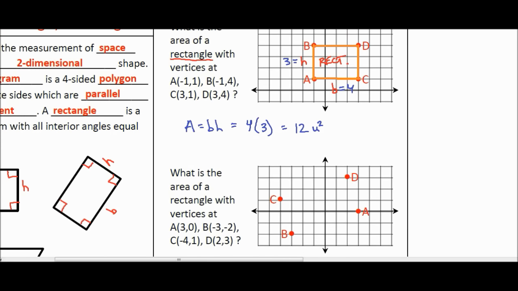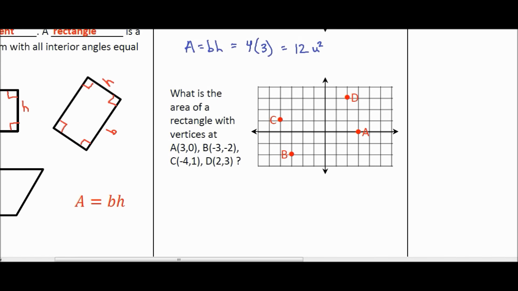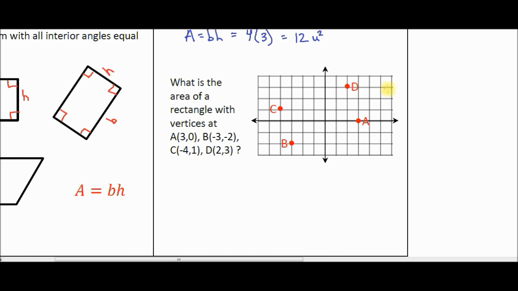Let's take a look at the next one. Looks a little bit trickier. What is the area of a rectangle with these vertices? And I've already plotted them for you. You can spend a few moments and plot them. And while you're plotting them, I'm going to go ahead and connect these together. If I use the correct drawing tool, I can get this accomplished. Got those 2 points, those 2 points, these 2, and these 2.